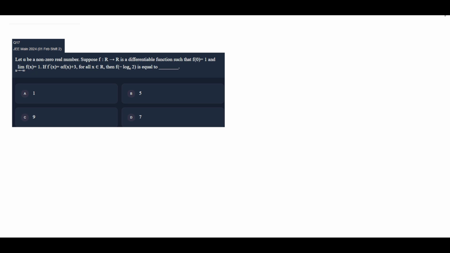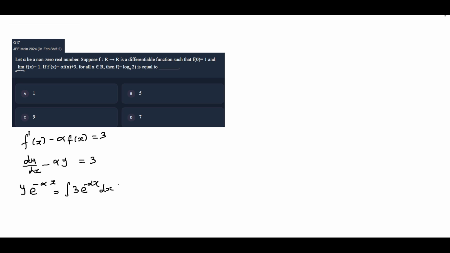Limit x tends to minus infinity f of x equal to 1 is given. So f dash of x minus alpha times f of x equal to 3. Just think about it, it is f dash is dy by dx minus alpha times y, which is equal to 3. Now it is a linear differential equation, so the integrating factor, so the solution will be y into e power minus alpha x, which is equal to integral 3 into e power minus alpha x dx plus c.